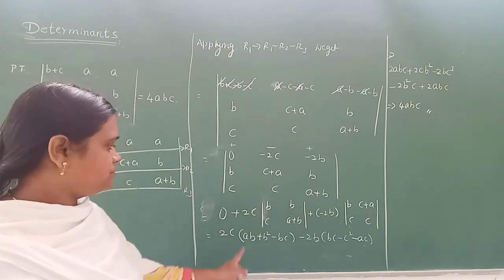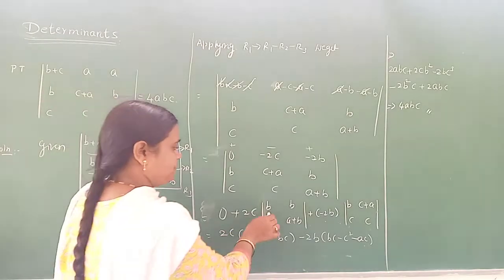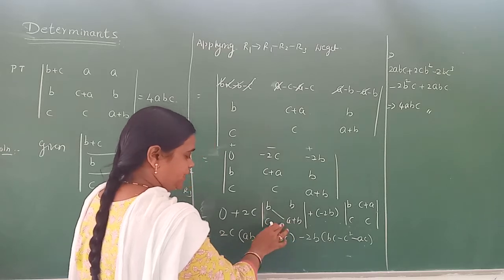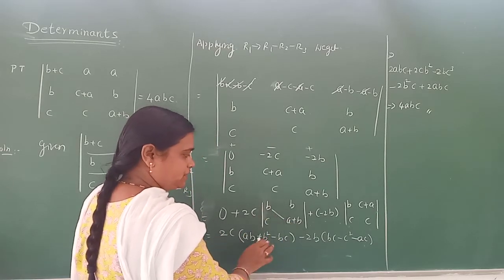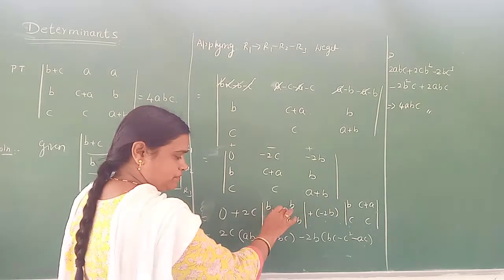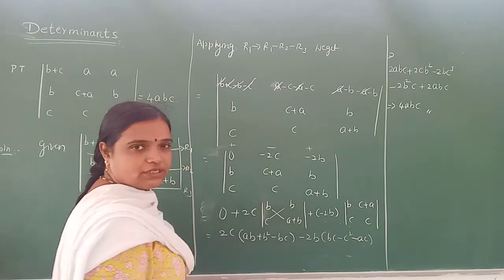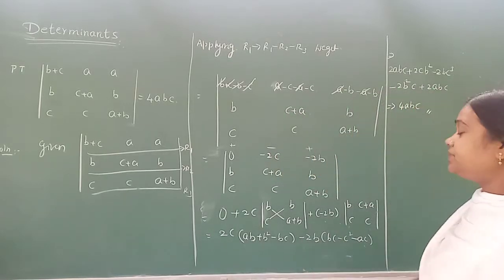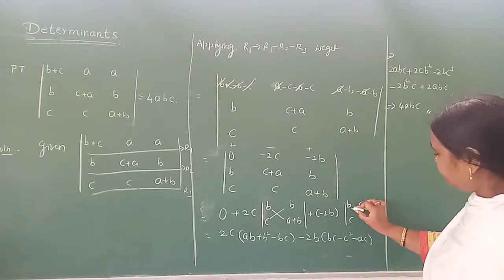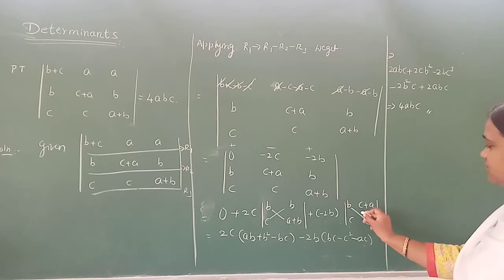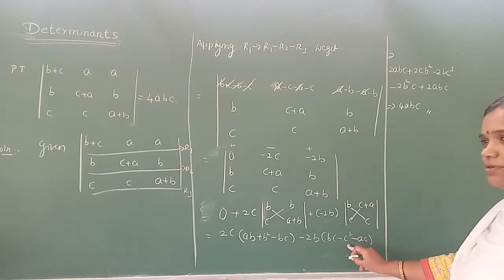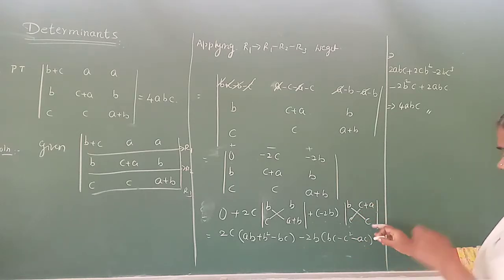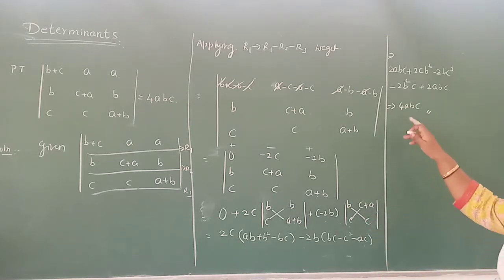2c, next cross multiply: b into a is ab, b into b is b square. Next cross multiply: minus bc, minus bc, using cross multiply. Next plus c into minus, minus 2b. Next cross multiply: b into c is bc. Next cross multiply: c into c, c square. But which sign? Negative sign. Next it is minus c. Okay. Simplify, we get the answer as 4abc.